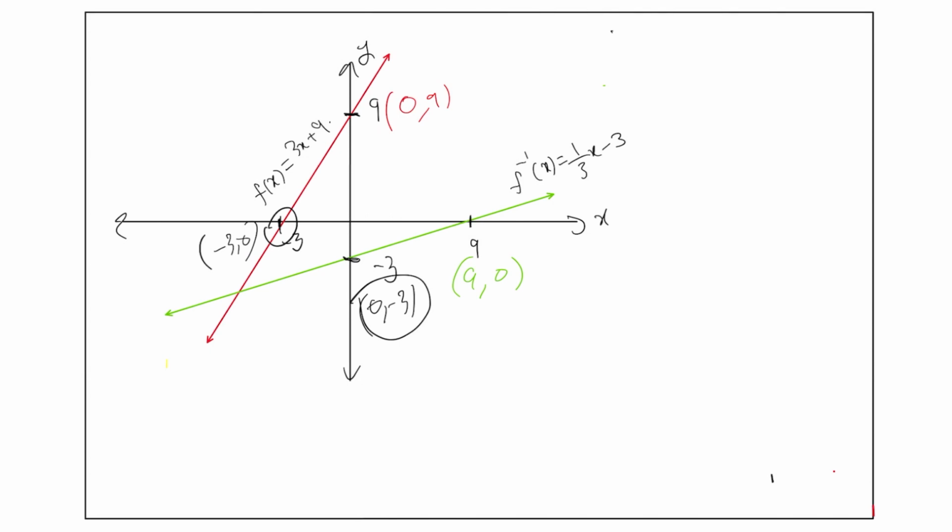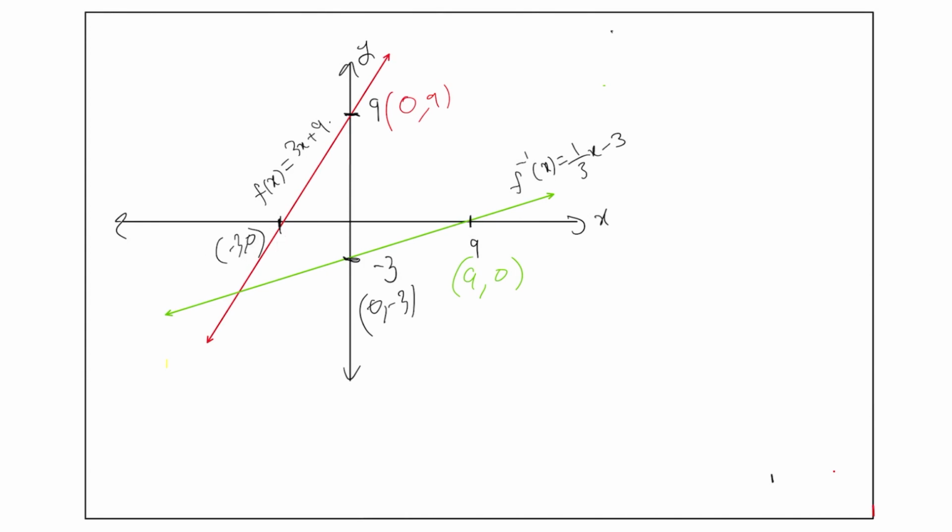The x's are now the y's. The x of the original function is now the y of the inverse function. Basically, the outputs of the original function, for example 9, are now the inputs of the inverse function. Things are being flipped. Outputs are now inputs for the inverse function.